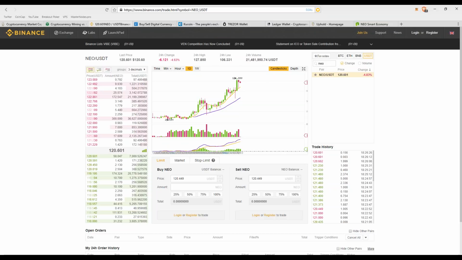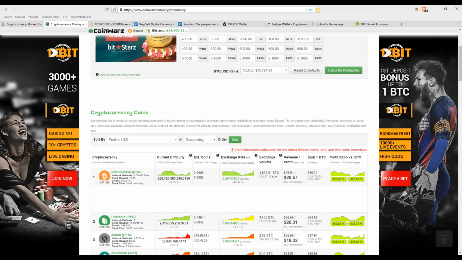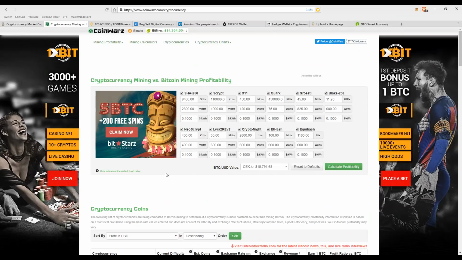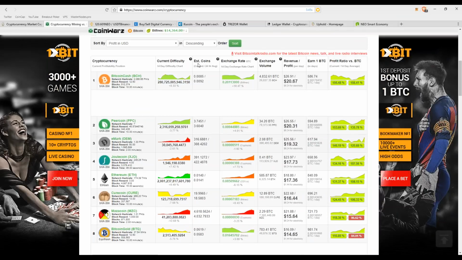So some of the things, I'll get a little bit into the trading aspect of it because I'm sure some of you guys want to know that as well. Somebody wanted me to show this. It's called Coinwords for the mining website because I covered that as well.